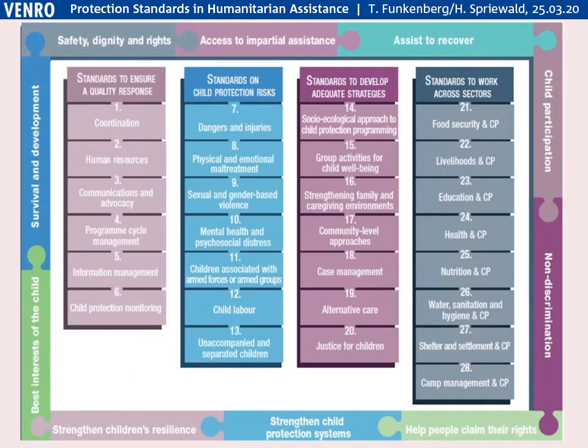This is a nice overview, I think. You see the outer frame, which are the 10 principles, which are threaded throughout all the standards. And in the middle, you can see the 4 pillars, or the 4 columns. The first pillar is all on providing quality response. The second one is listing all the protection risks for children. The third pillar is giving adequate strategies. And the last pillar are standards to work across sectors.